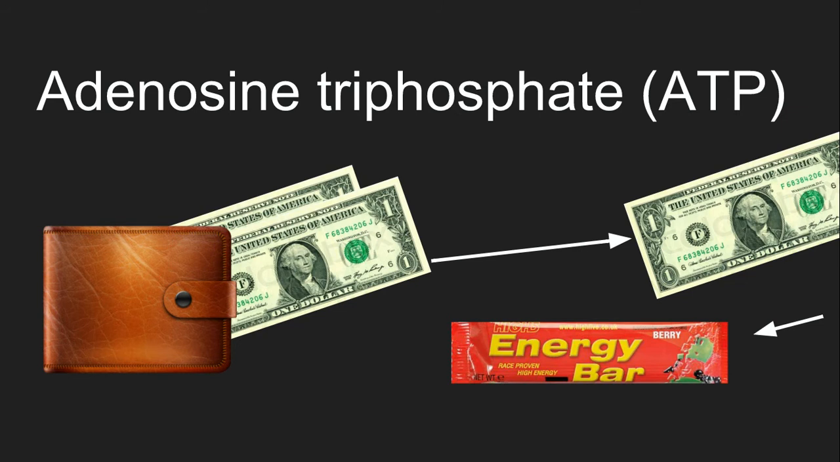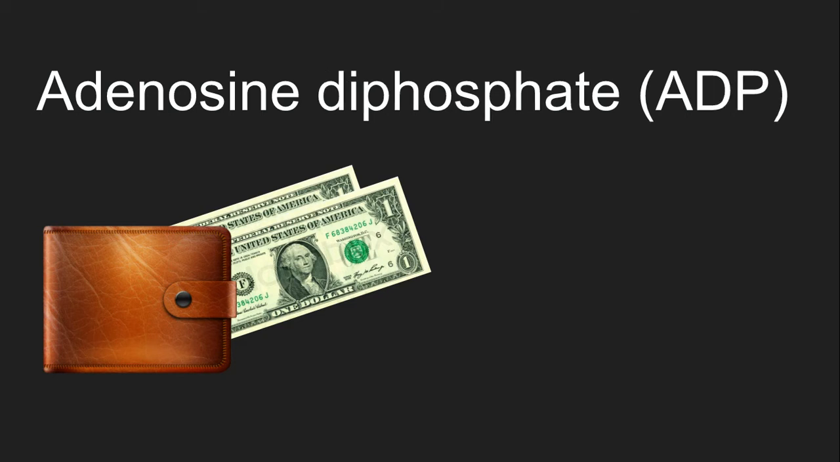And this snack is going to help you get some energy back. It's going to help you do some cellular processes. But then, oh no, you've spent $1. Now you have adenosine diphosphate. The di means 2. You only have $2 and 2 phosphate groups.